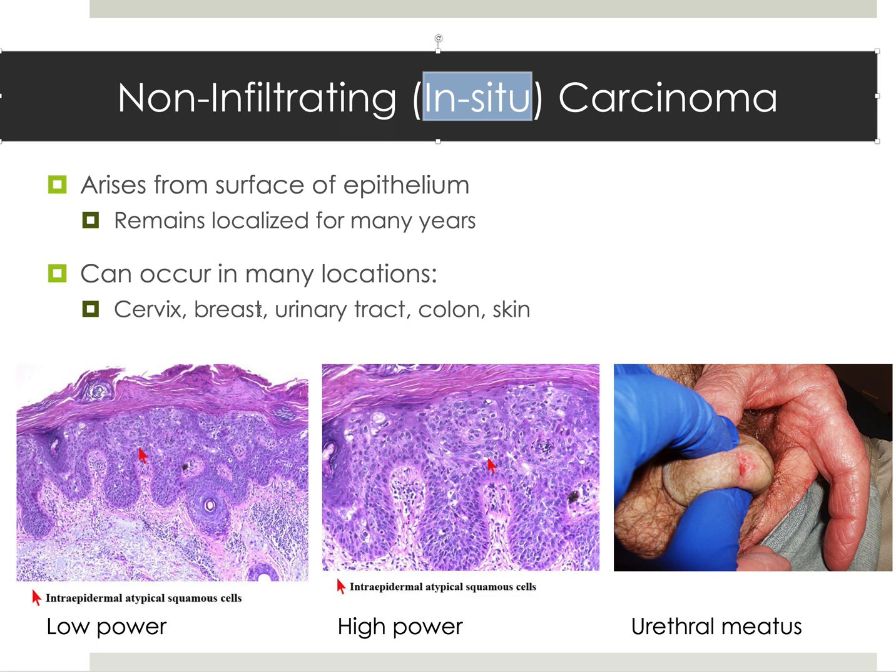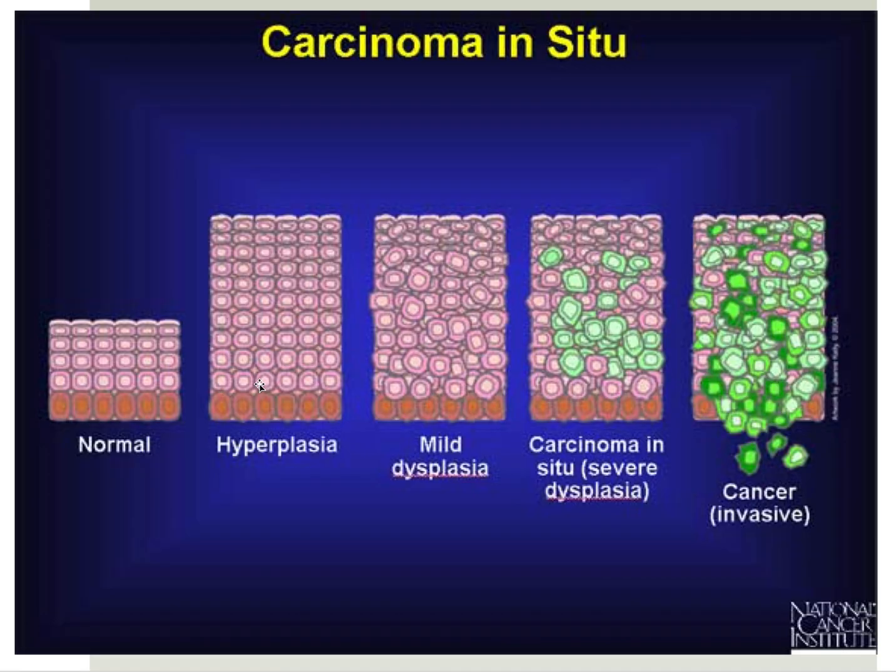You can see this in the breast tissue, urinary tract, colon, and skin. And the good thing about in situ carcinoma is that they are slow growing. It's kind of like severe dysplasia, which you'll see on the next slide. So we have these epidermal ones here. This is a urethral meatus. So this individual luckily got his urethra checked, and that redness there, that's actually in situ carcinoma of the lumen of the penile tract.